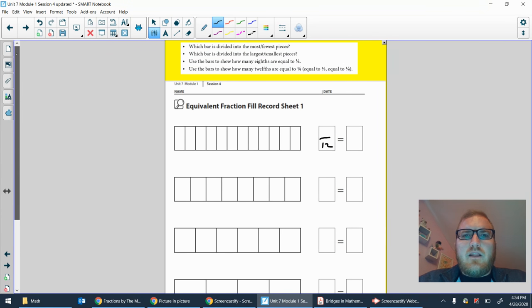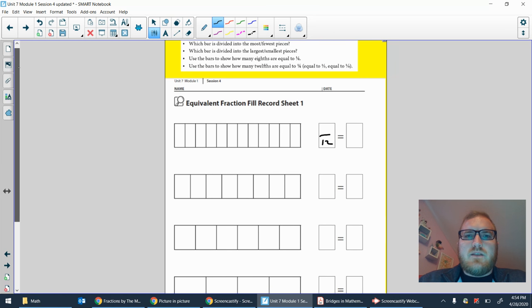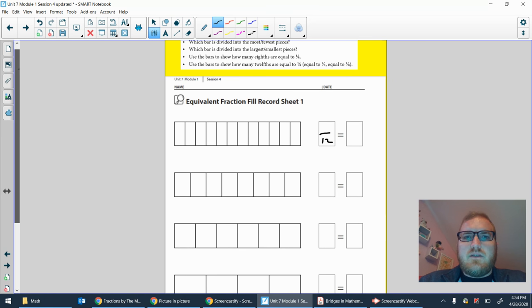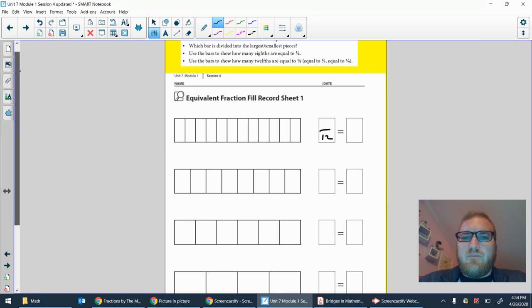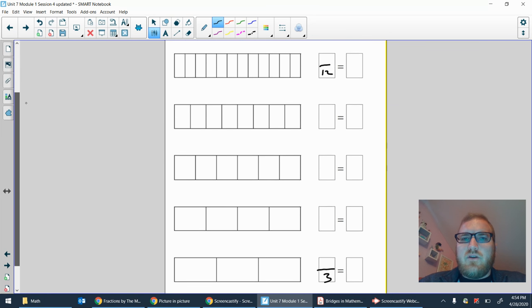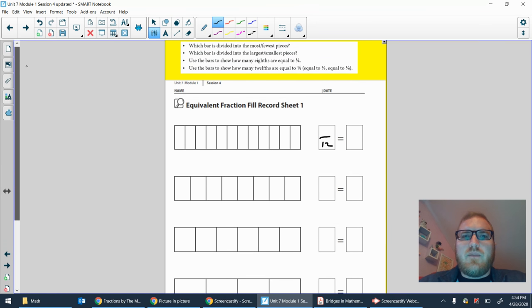Which bar is divided into the largest and smallest pieces? Okay, once again, we kind of covered that one. The smallest pieces are the 12ths. It's the most pieces, but it's the smallest. And then the largest would be the thirds, even though there's the fewest number of them.